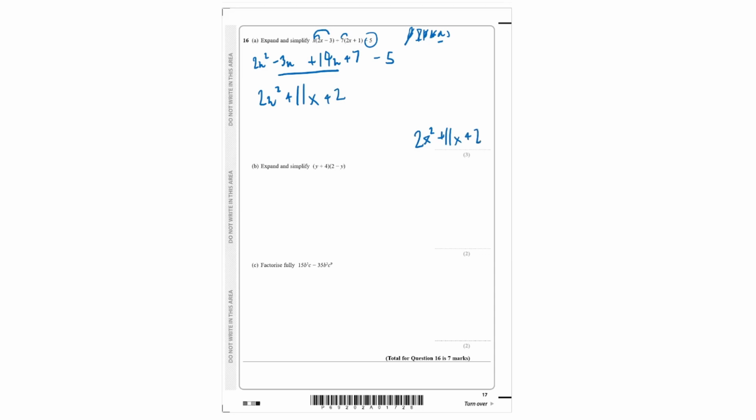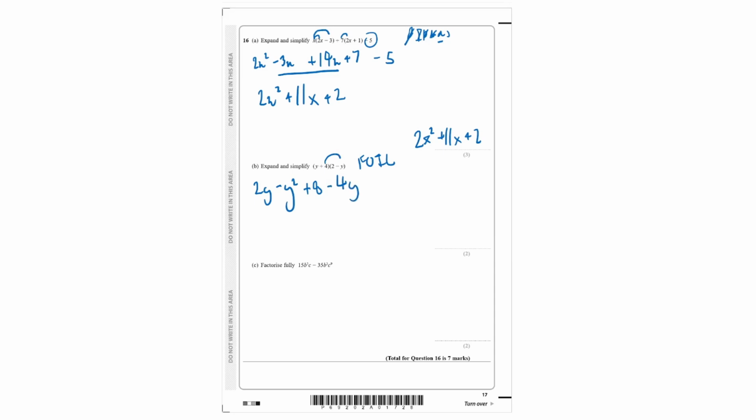Expand and simplify. Now, here we're going to be using the FOIL method. F stands for first, O stands for outside, I is inside, and L is last. For first, we have y times 2, so that's 2y. Outside is y times negative y, so that's negative y squared. Inside is 4 times 2, so that's 8. And last is 4 times negative y, so that's negative 4y.